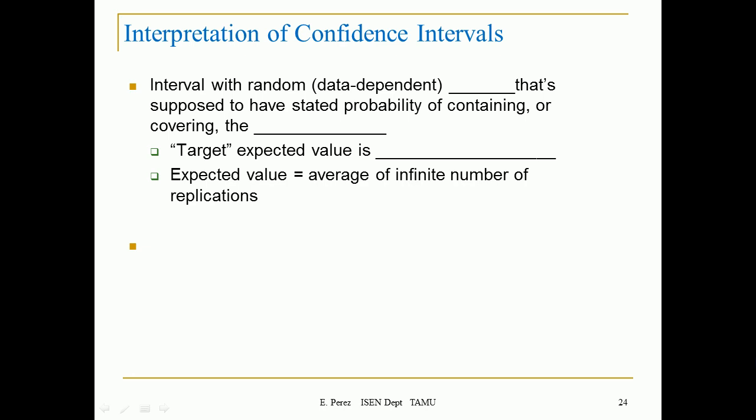An interval with random data-dependent endpoints that's supposed to have a stated probability of containing or covering the expected value. And the target expected value is a fixed, unknown number. The expected value is the average over an infinite number of replications. So in order to get the real number from your system, you would have to run this simulation for infinite time, and you would have to contain all the information possible from the system. Okay? So again, the interval.